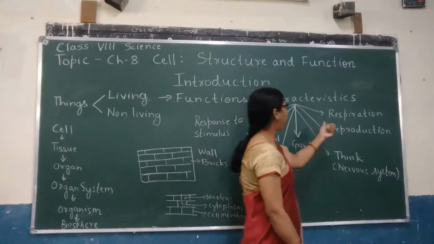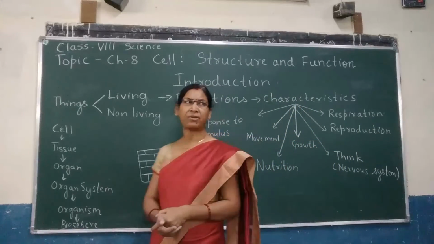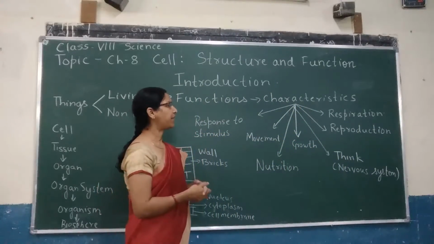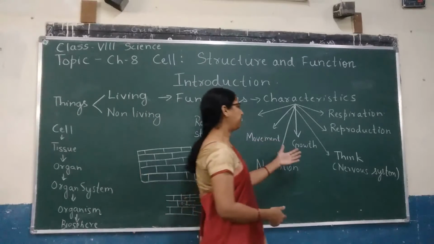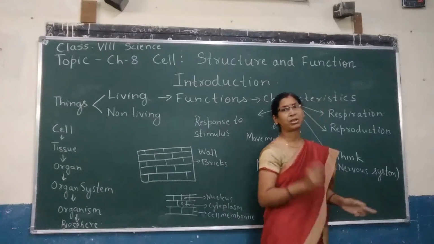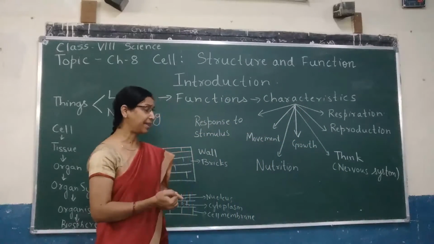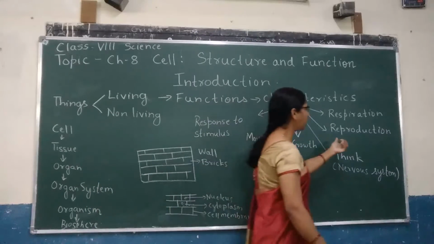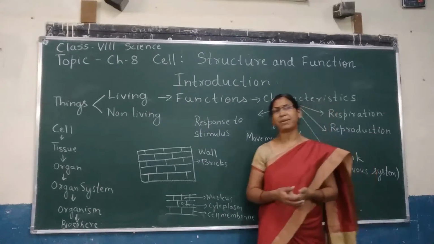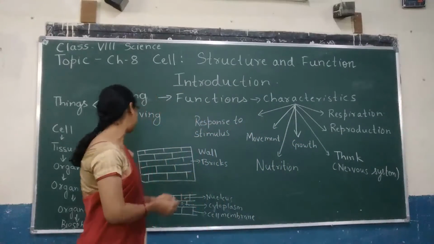Next, we also respire. We know that oxygen is very much important for life, survival. So we respire also, and we have thinking capacity also. Unlike non-living things, we have thinking capacity. We can think and do many things. And reproduction is also seen in living beings. So these were some of the characteristics which we have already learned.